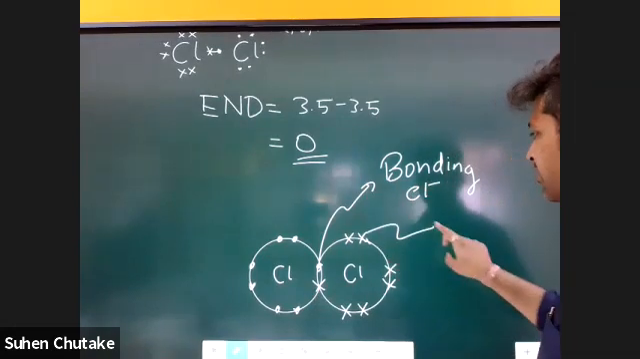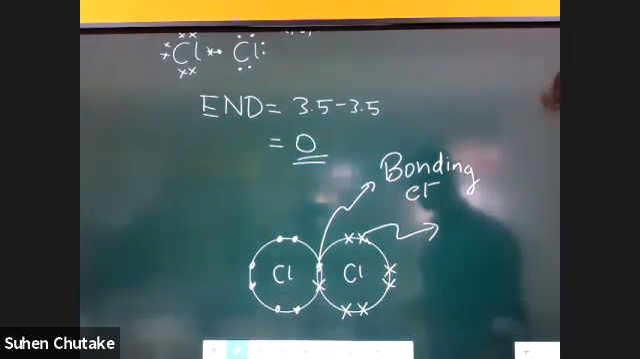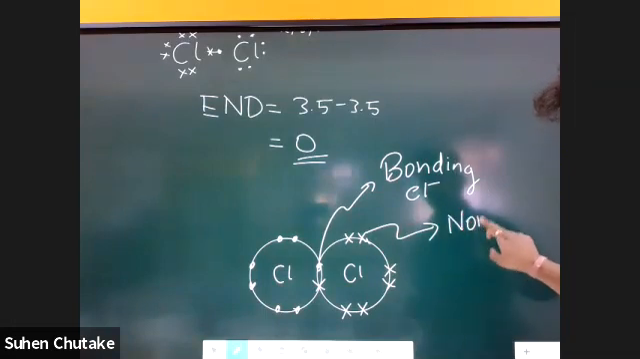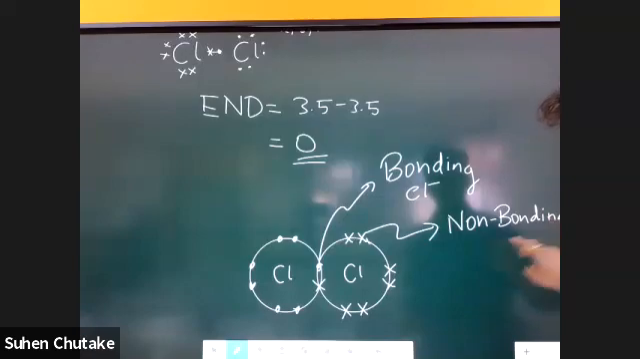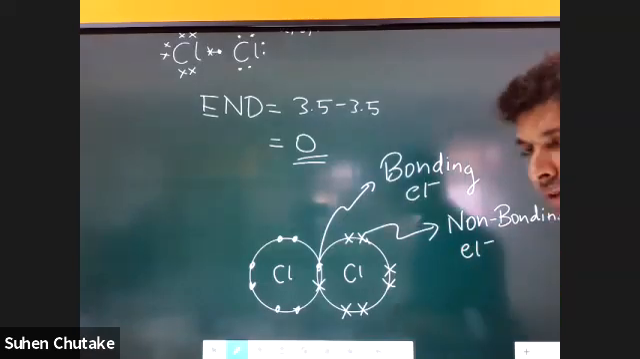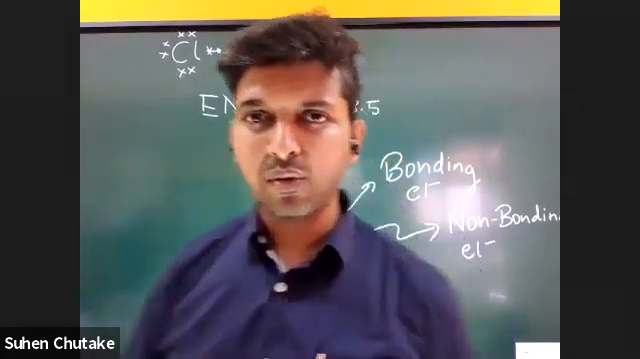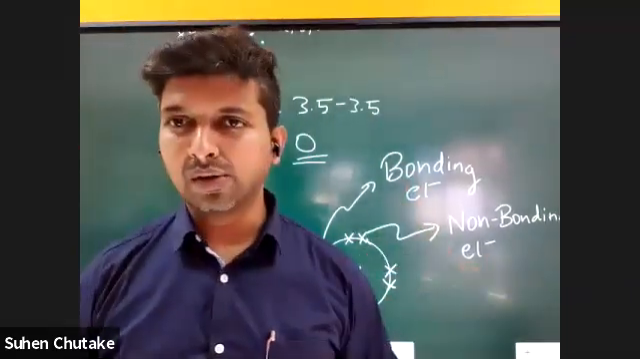And the remaining electrons are not participating in bond formation. Hence, they are called non-bonding electrons. What are they called? Non-bonding electrons. So bonding electrons and non-bonding electrons.